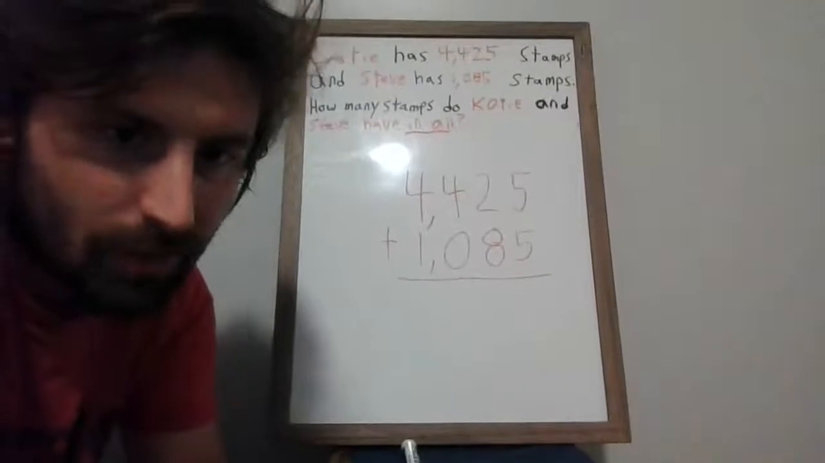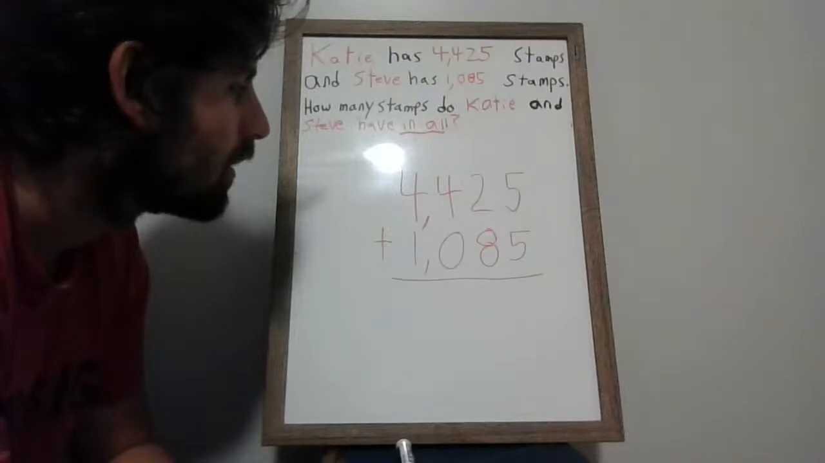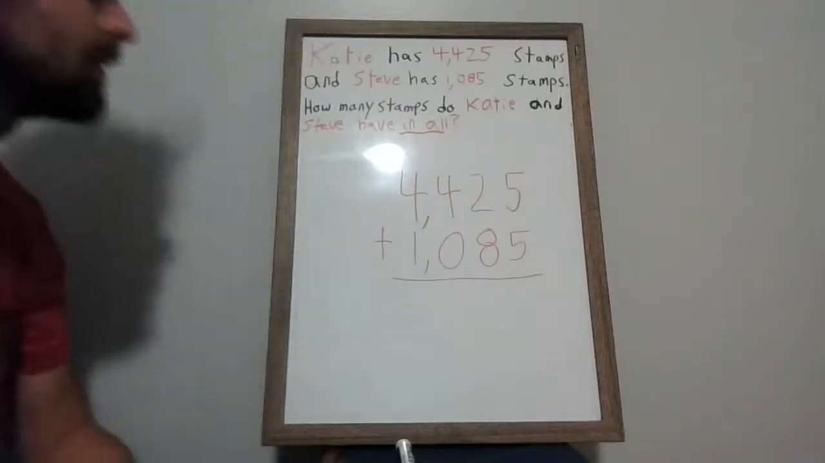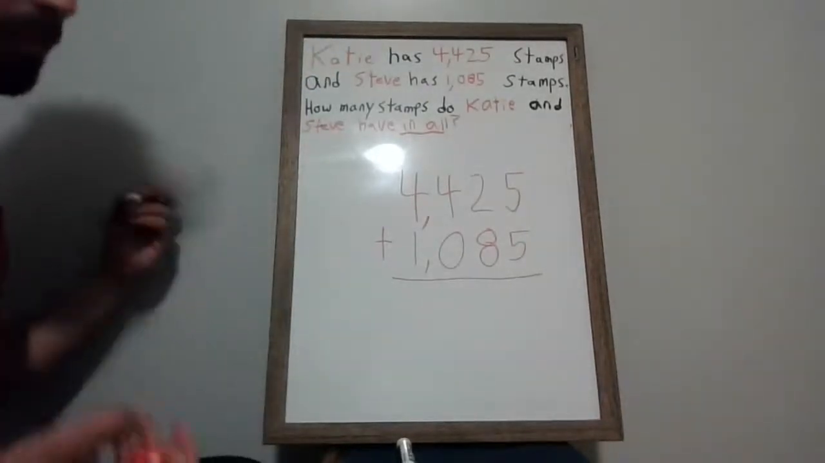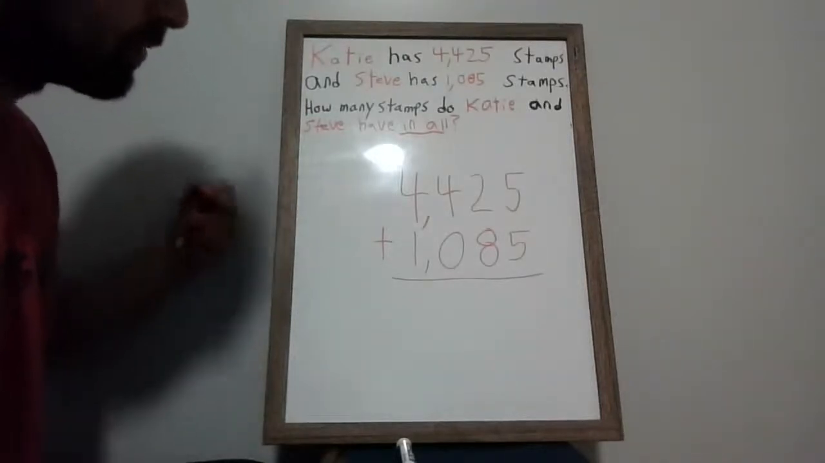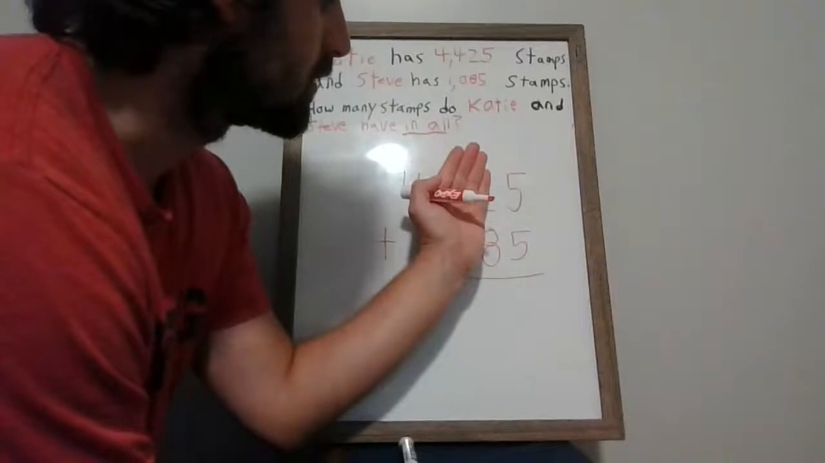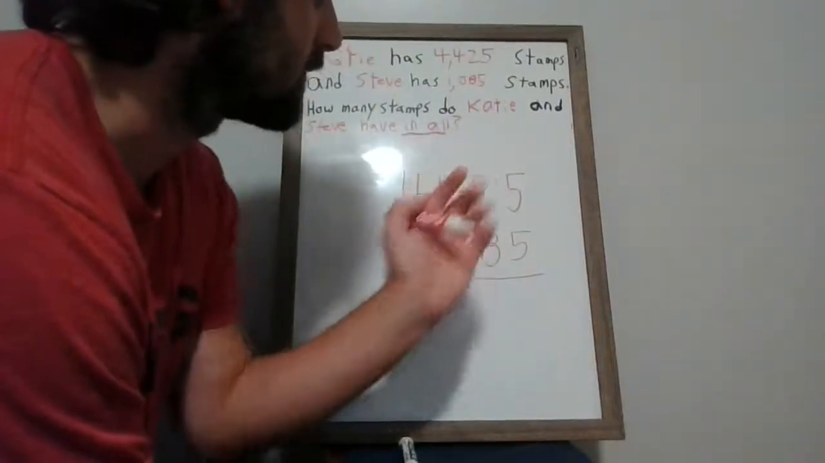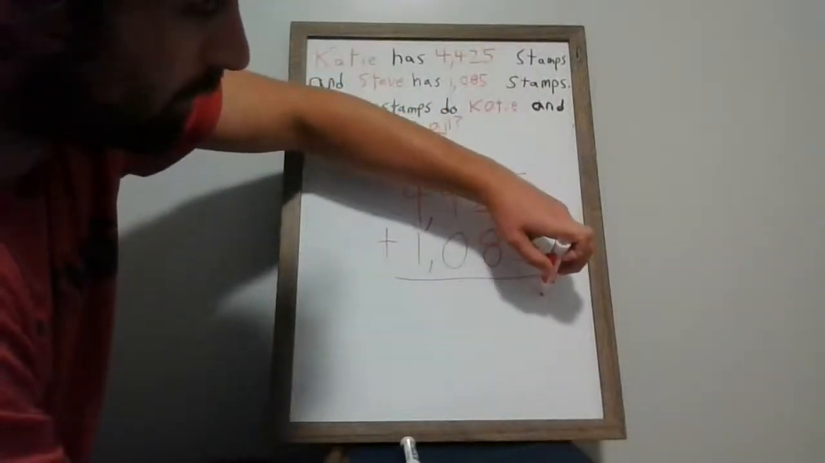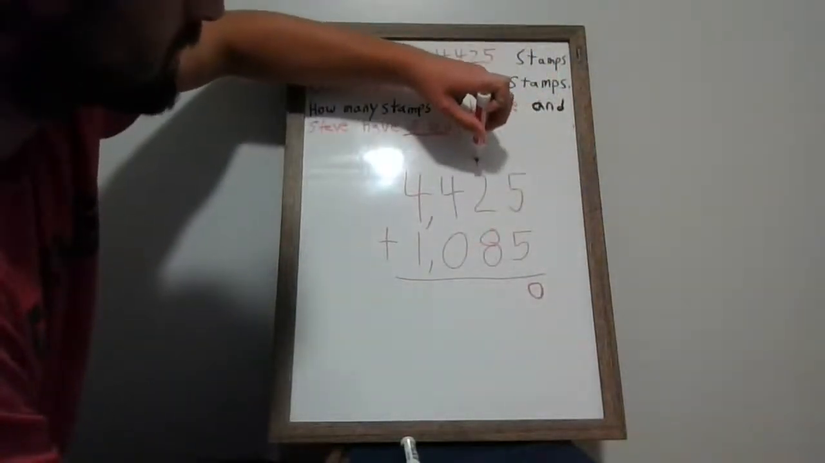So let me bring this closer so everybody can see. Now we always start by adding the digits that are all the way to the right, the digits in the ones place. Very important that you start in the ones place, because if you start in the thousands place, that will mess you up if you need to regroup. So starting in the ones place, the two numbers are 5 and 5. 5 plus 5 equals 10. I'm going to put the 0 in the ones place, and the 1 I'm going to carry over to the tens place.